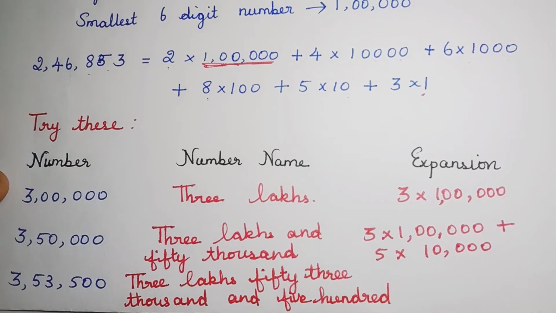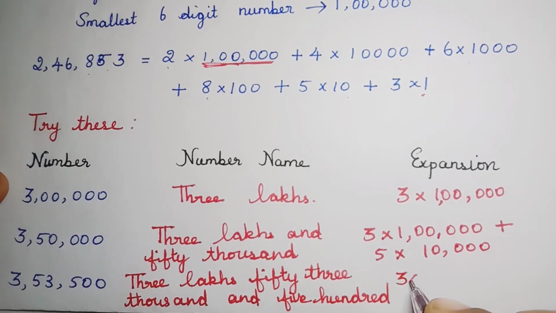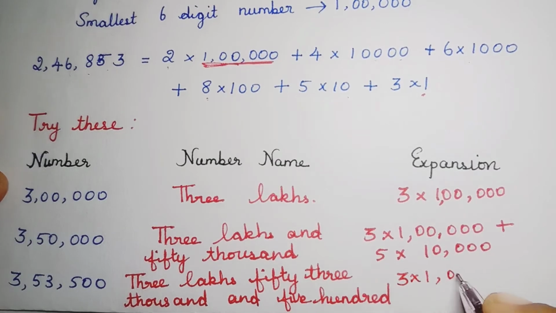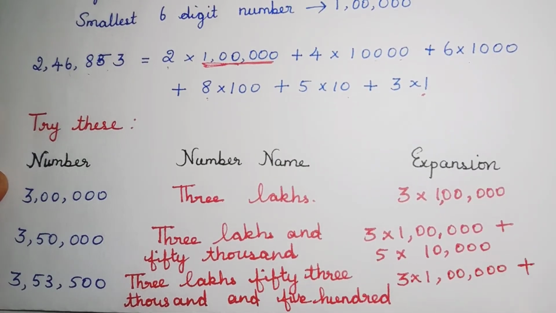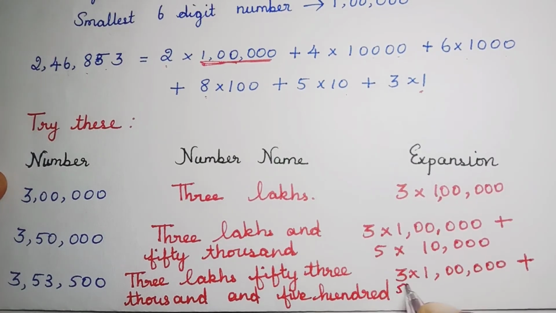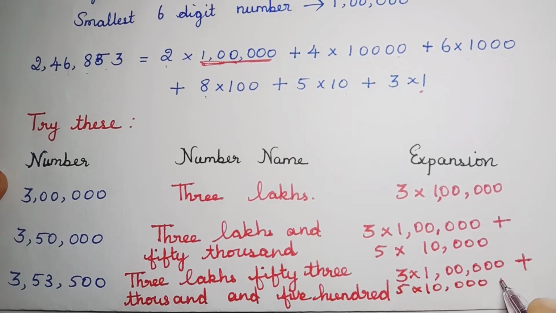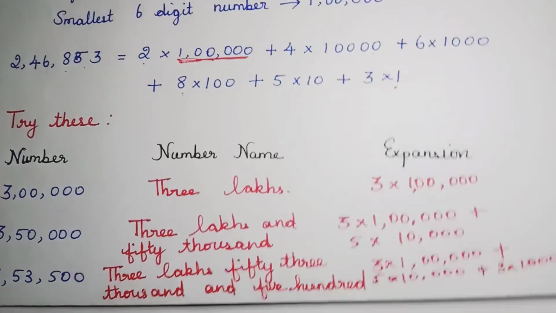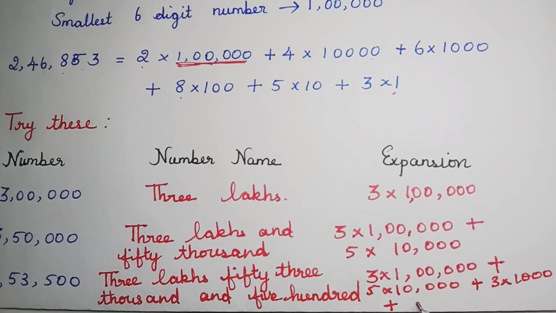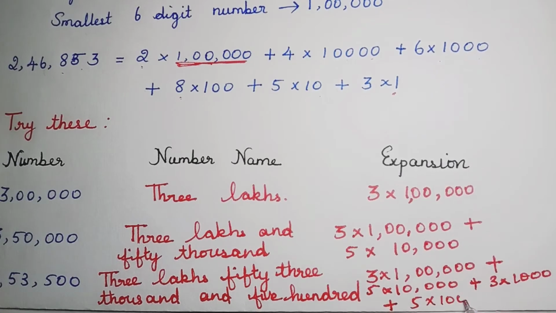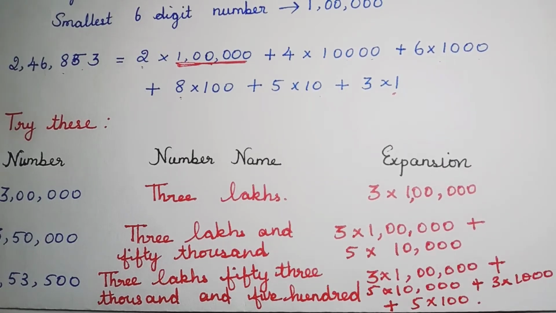So how will you expand this? 3 into 1 lakh. For 1 lakh, you have to write 2 zeros, then 3 zeros. Plus 50,000, so 5 into 10,000. Plus 3 into 1,000. Plus 5 into 100. That's the value.